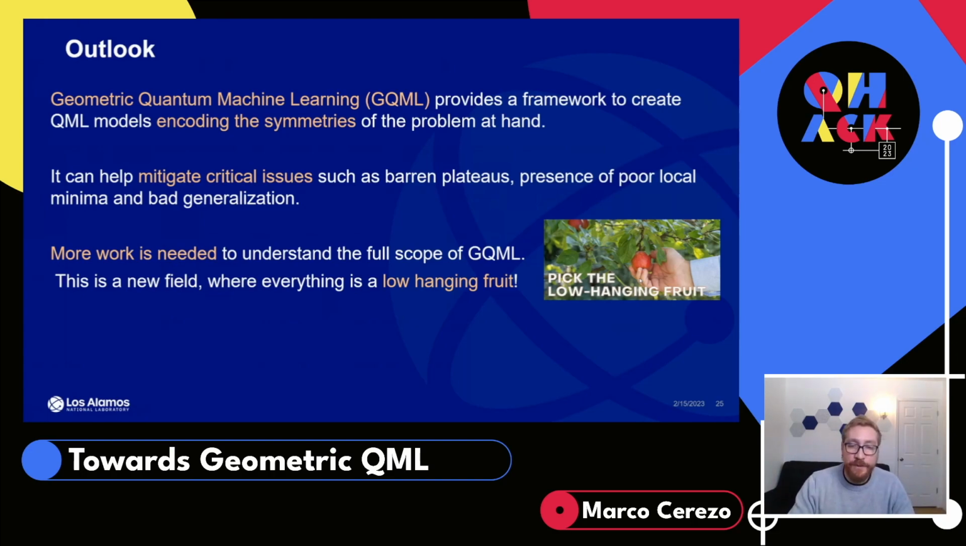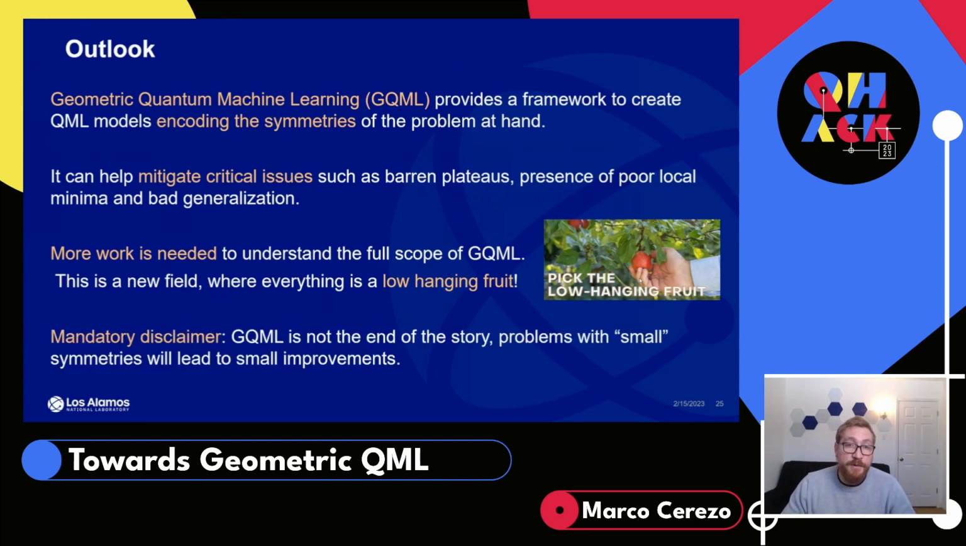Everything is completely open. Of course, I'm going to make a disclaimer, which is that geometric quantum machine learning is not the end of the story. If you have problems with small symmetries, you can expect small improvements, right? So it's not just because you do this that you're going to be able to solve all of your problems.